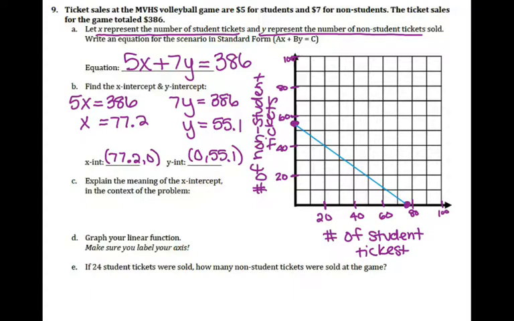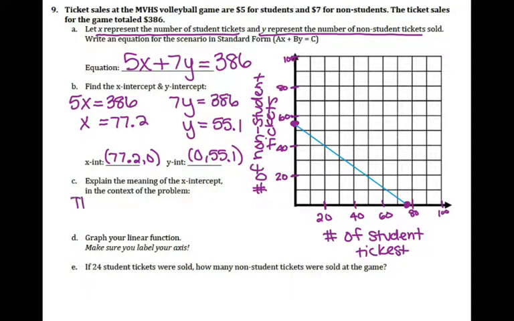So the x-intercept is where it crosses the x-axis. And if I look at my point for the x-intercept, that is when y equals 0. So that means that there were no non-student tickets sold for the x-intercept. So I'm going to write down, explain the meaning of the x-intercept in the context of the problem.